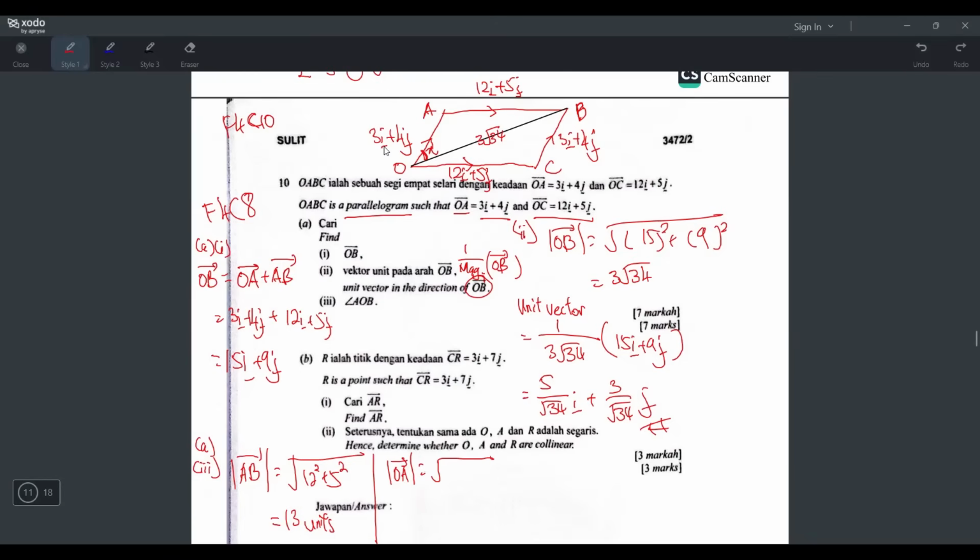Square root of bracket 3 square plus 4 square bracket, and this one you get 5 units. So now you know the length here is 5 units, the length here is 13 units, and the length here is 3 square root 34.